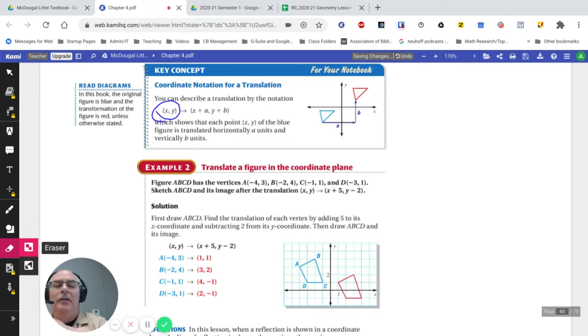So I'm taking the light blue figure there, maybe it's green, kind of looks light blue, and I'm moving it to become the red figure by moving it over A, up B.